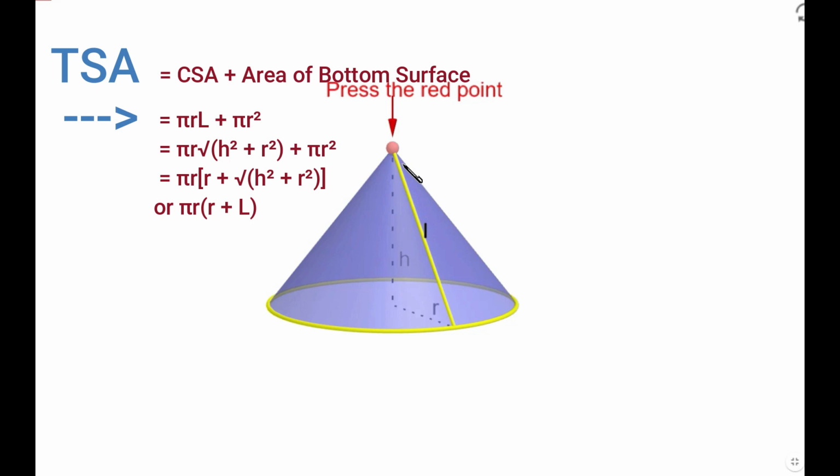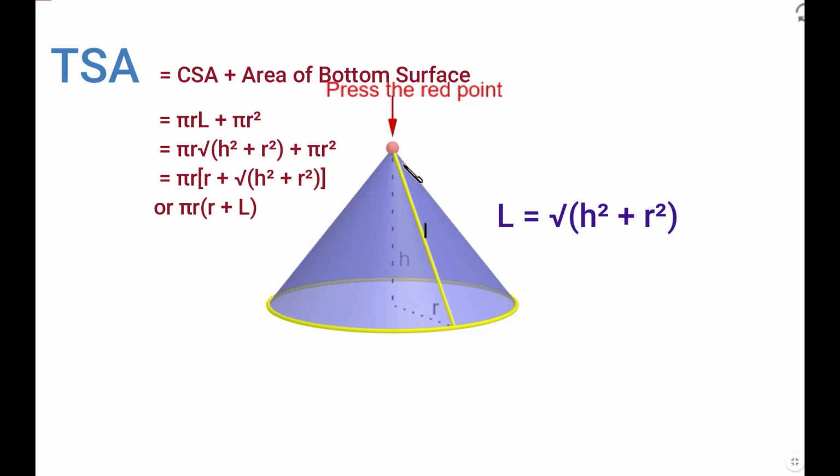Now, you need to recall that L can be easily found by using Pythagoras theorem. Now, the slant height, the radius and the height form a right angle triangle. So, L is the hypotenuse, hence L is equal to root over h square plus r square. We are just using the Pythagoras theorem.